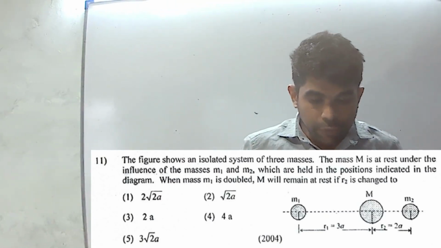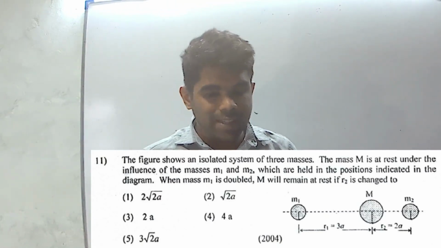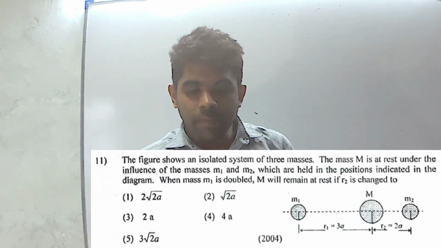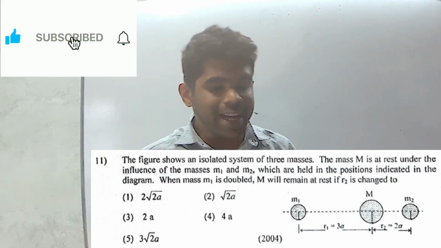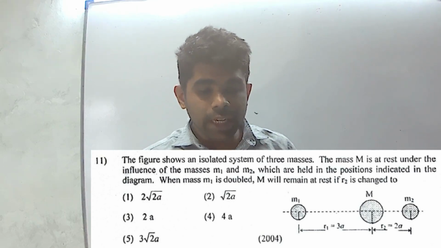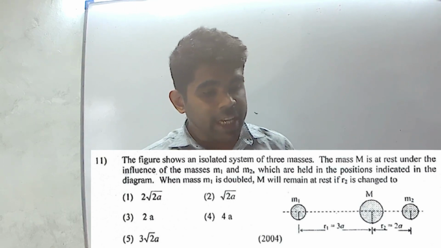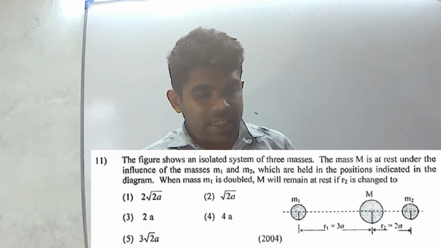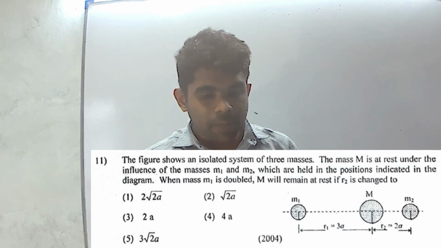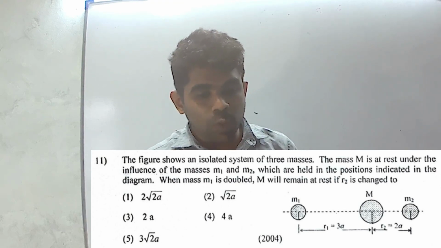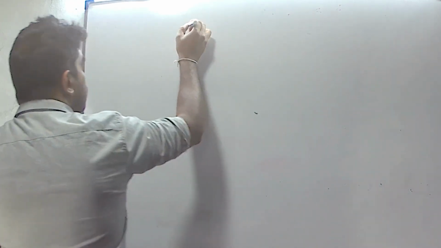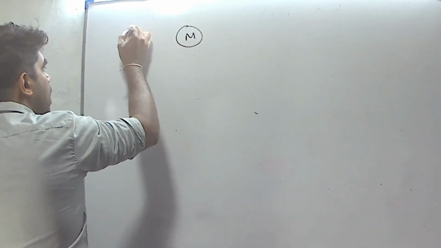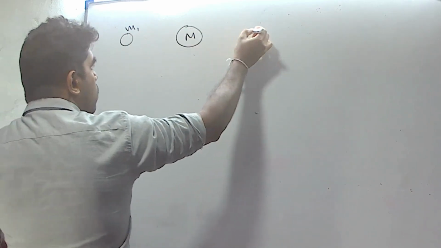Number 11. The figure shows an isolated system of three masses. The mass capital M is at rest under the influence of the masses M1 and M2, which are held in the positions indicated in the diagram. When mass M1 is doubled, capital M will remain at rest if R2 changes to. There are three masses, capital M, M1 and M2.